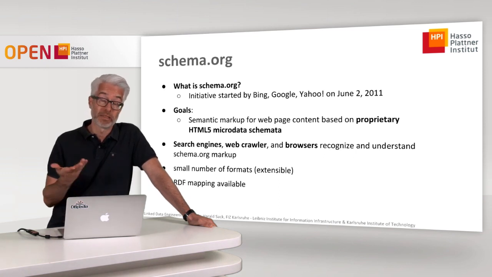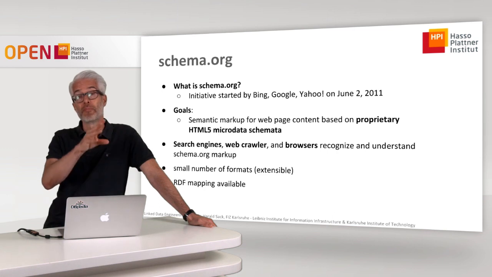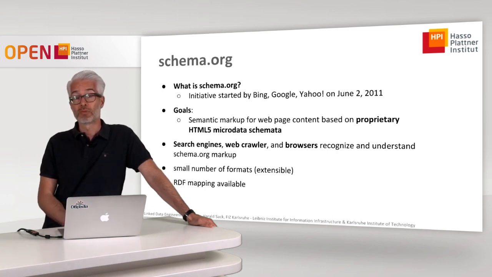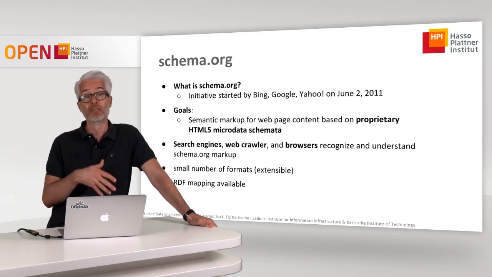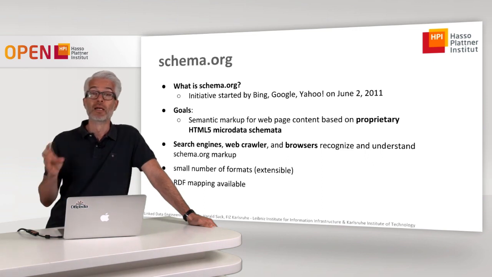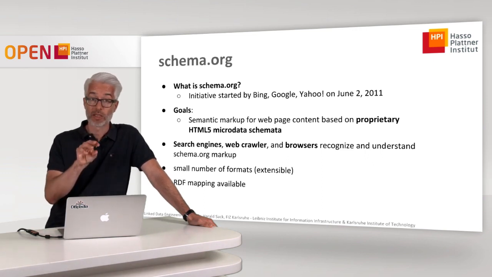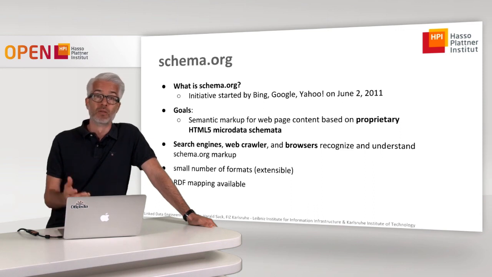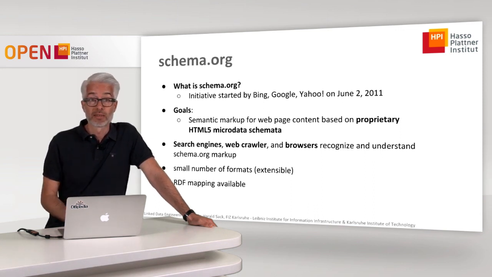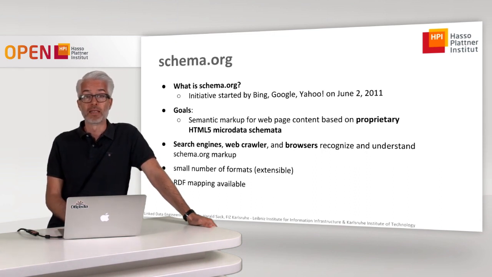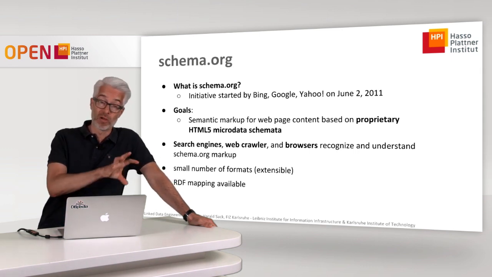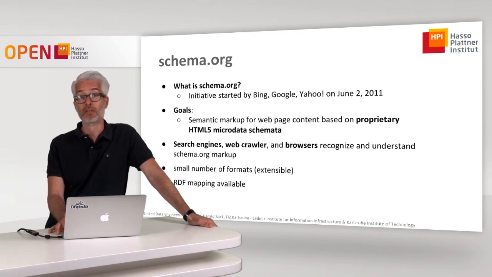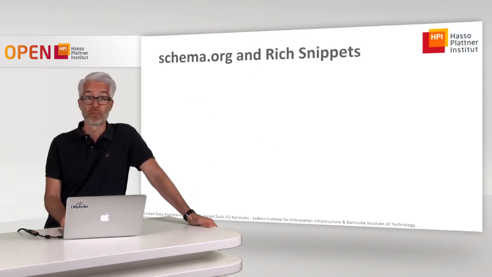And for schema.org, it's a microdata format, of course, so the meaning of all the vocabulary terms that are used is given in a natural language text, so the developers have to read it, to understand it, and the tools they are using have to process the extracted structured data in exactly that way. Who is using HTML microdata schema.org? Search engines, of course, web crawlers, and also browsers can recognize it and understand it. So there's a small number of formats available, it's extensible, and of course you can map all this schema.org data also to RDF. This is not a problem.